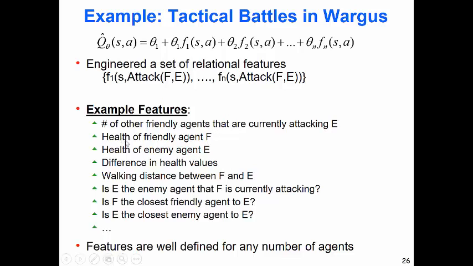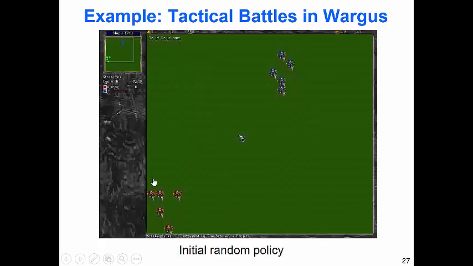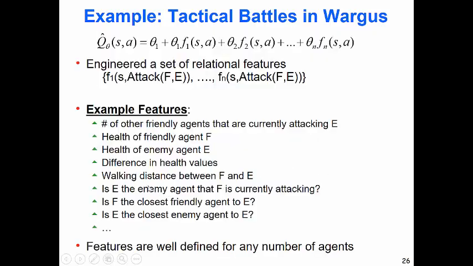So we also have the health of a friendly unit and the health of an enemy unit. Those are obviously the difference in health values. You can give that as a hint. And then the walking distance, right? That's pretty natural, because if something's way off, maybe it's not worth worrying about attacking that.